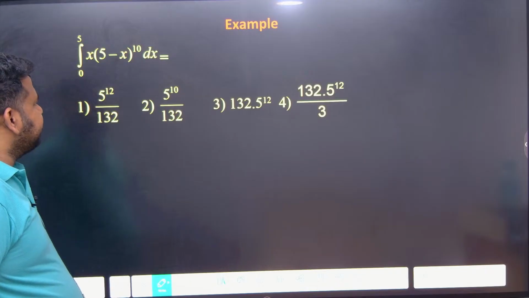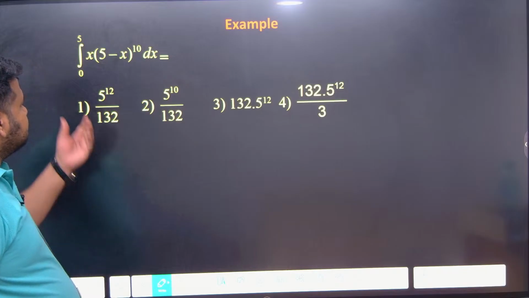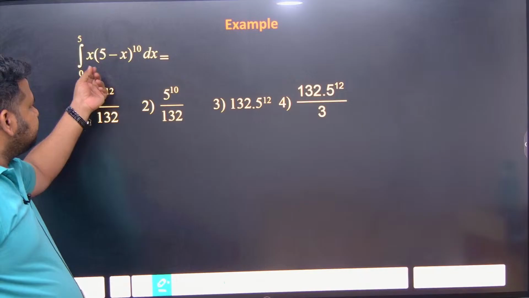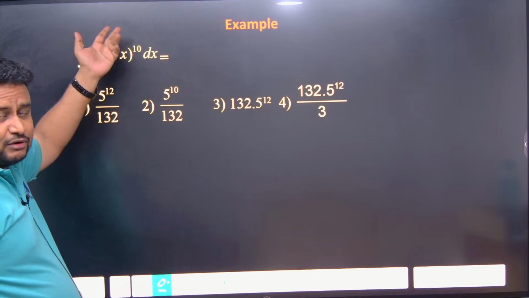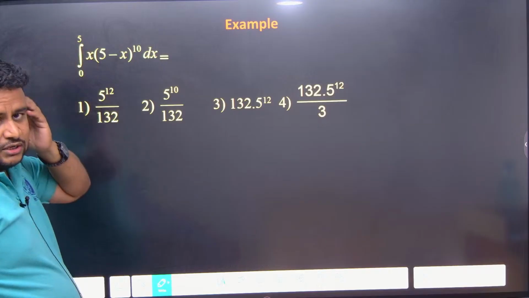Okay, integral from 0 to 5 of x times (5 minus x) to the power of 10 dx. So how to solve this question? Directly, if you try to integrate, it will take a lot of time, because (5 minus x) to the power of 10, if you integrate, you will get the power of 11, and this x also you should separate and do. It will take a lot of time.